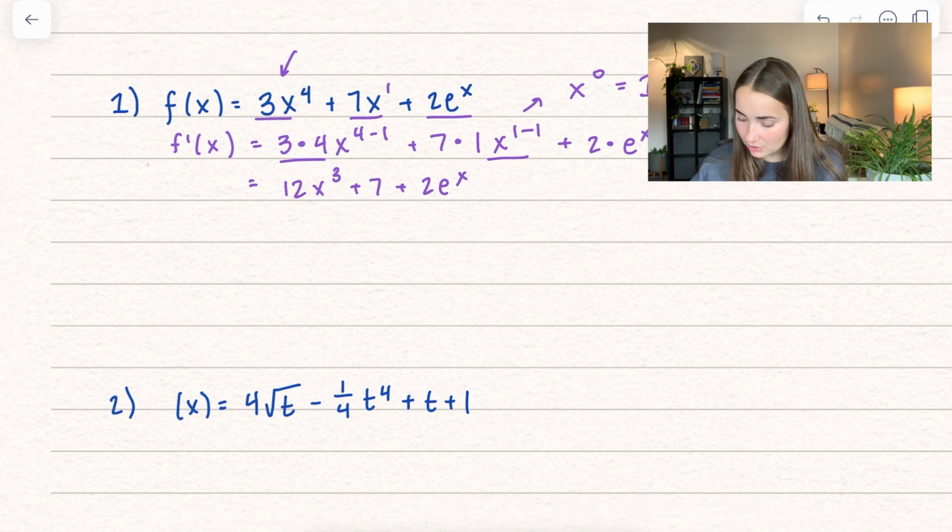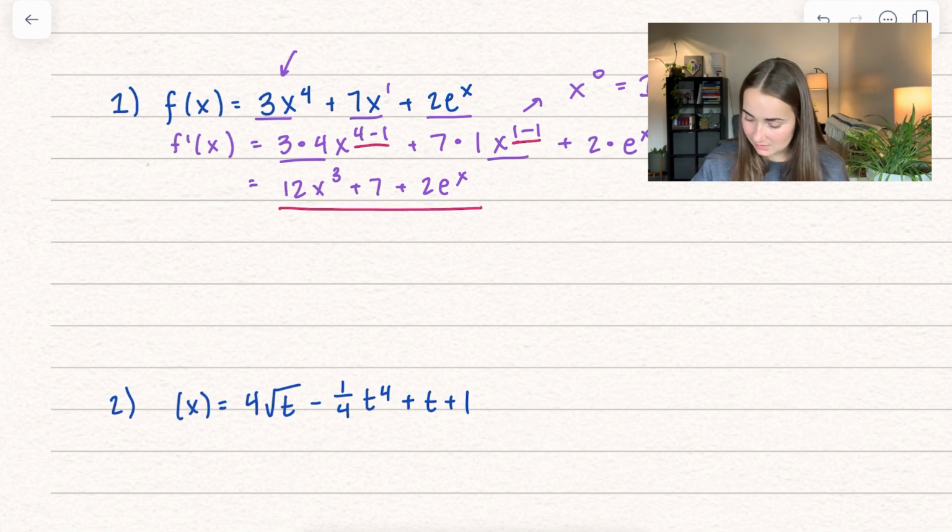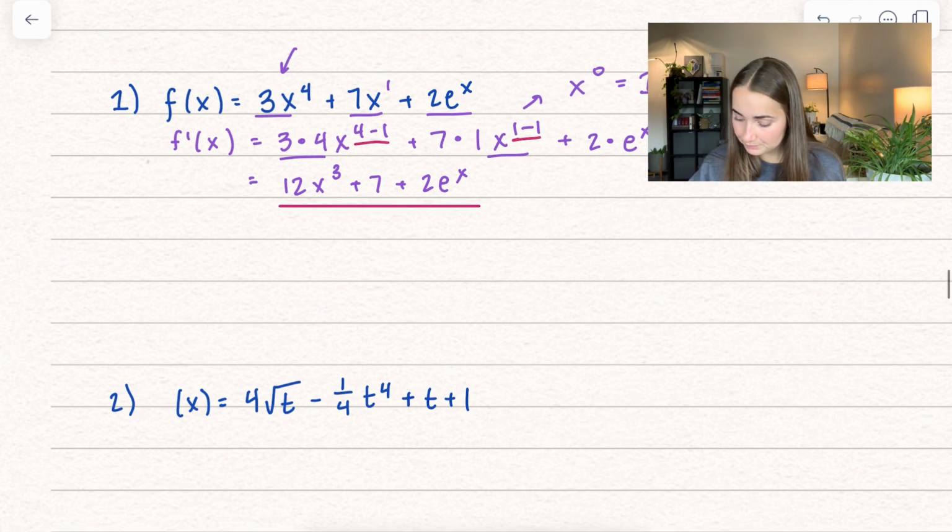Remember that you don't have to do each individual step. You don't have to write out 4 minus 1. You don't need to write out 1 minus 1. What you can do is go straight to this step right here if you want to do that in your head. If you like to see it written out, of course I suggest doing it, but you don't have to. There's no law that makes you.